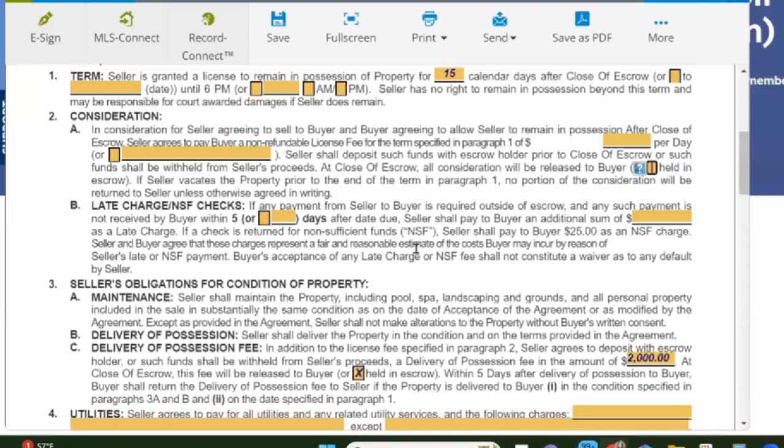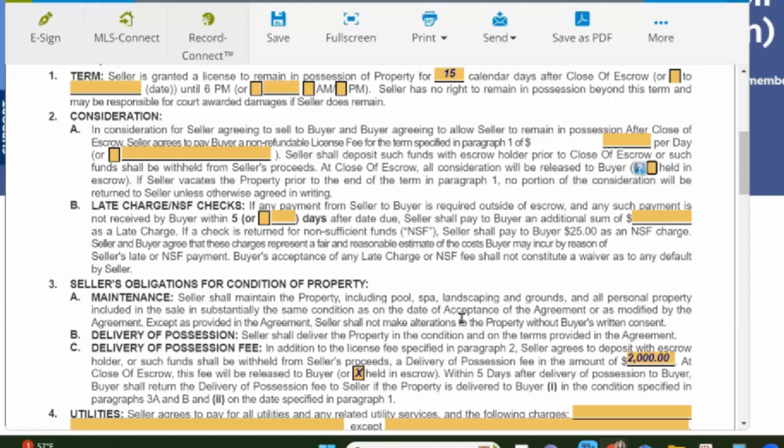If it's put in escrow, then there shouldn't be any money that's paid outside of escrow, but there is a portion right here on 2B to put, if there's a late charge or if there's a non-sufficient fund fee. So you can fill that out if you want, but it probably won't apply.